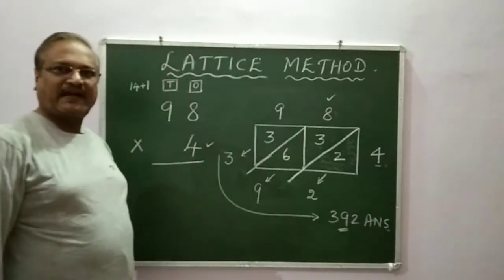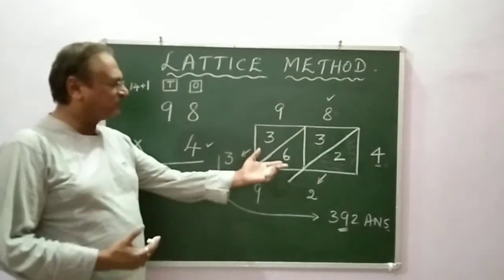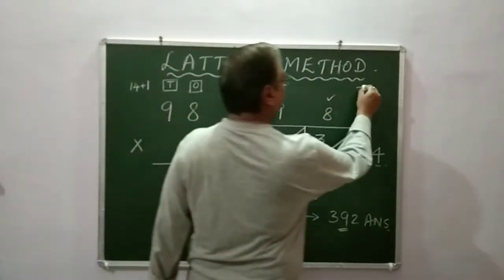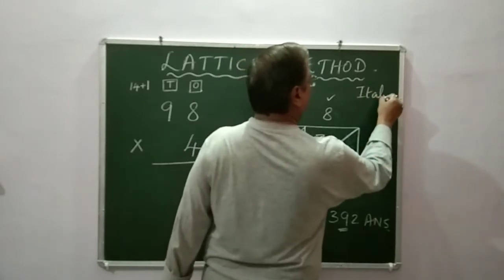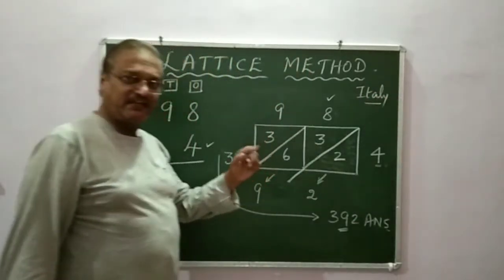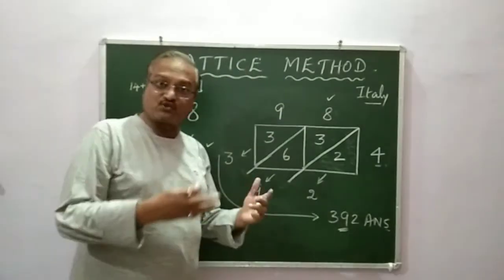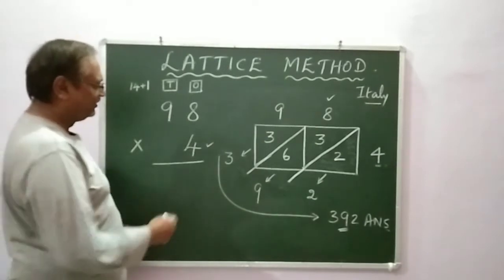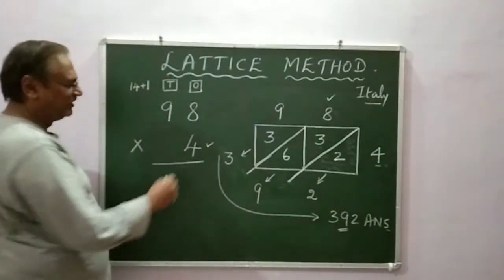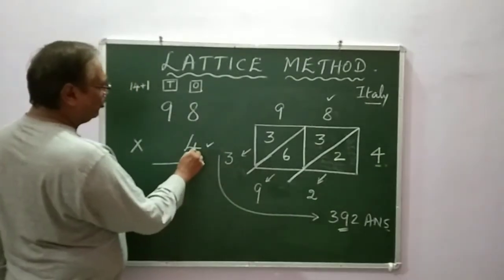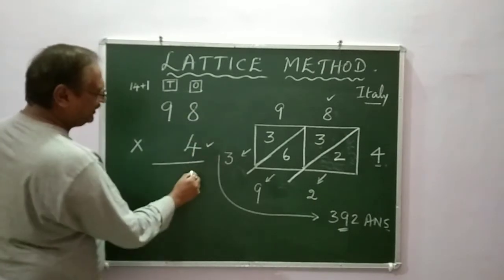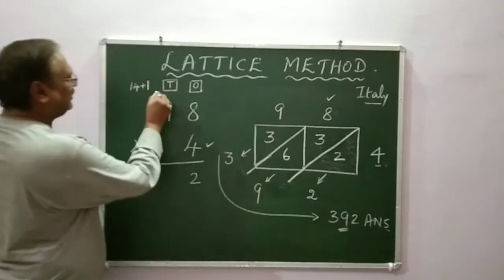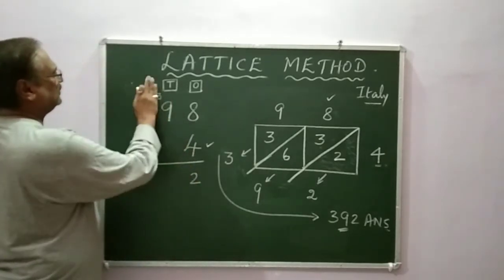But I have a doubt. Is this method correct? It was found in Italy. Italy is famous for pizzas, right? In Italy, in 1400 and something, this method was invented and used. Let us try our usual method here. 4 8s are 32. 2, and 3 you carry over.